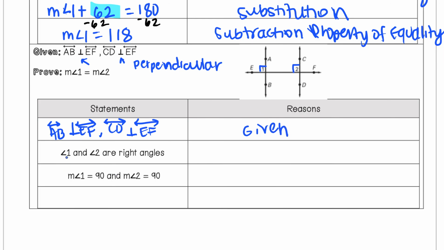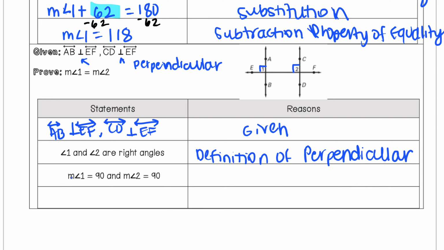It says that angle 1 and angle 2 are right angles. Well, that's just the definition of perpendicular lines, and we were allowed to use it because the given information told us that those lines are perpendicular. Therefore, any angles that they meet at must be right angles.